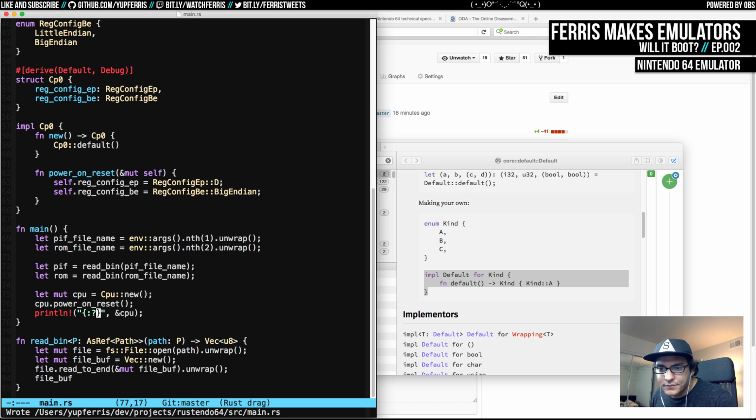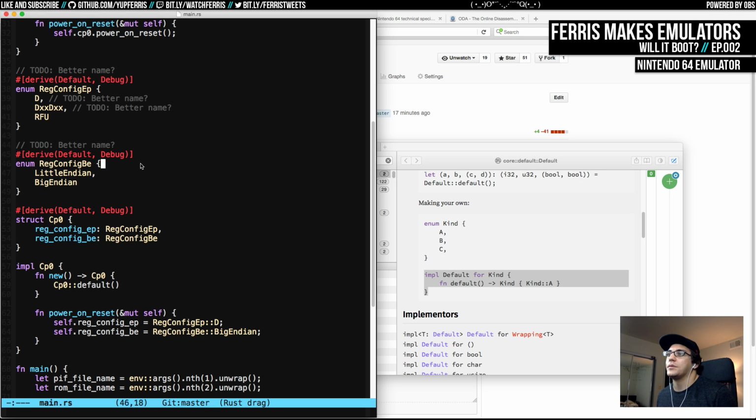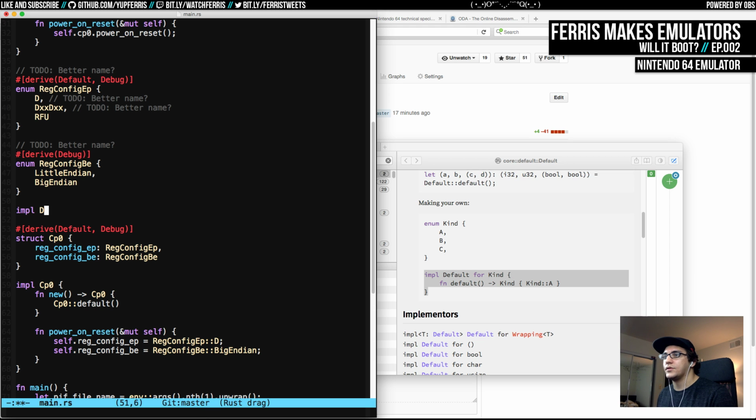And Rusty Bicycle asks, what would be the purpose of defaults on an enum? Good question. I guess you could think of it like it might give you the first value, but when you really think about it, Rust is really heavy on semantics, and it could be either one. So it probably doesn't make a lot of sense to have default here. I was just trying to type less. But no problem. All we have to do is impl Default for RegConfigBE.